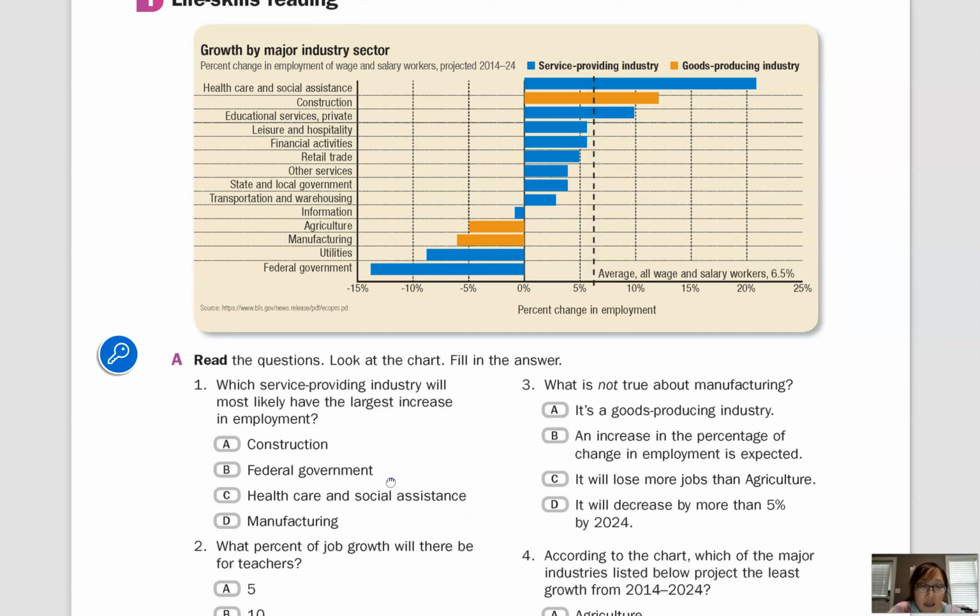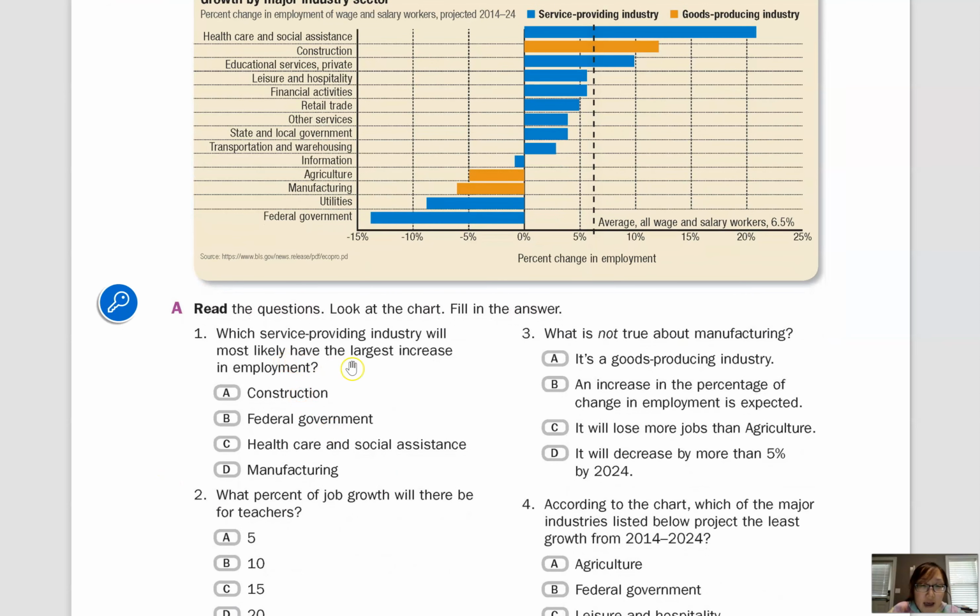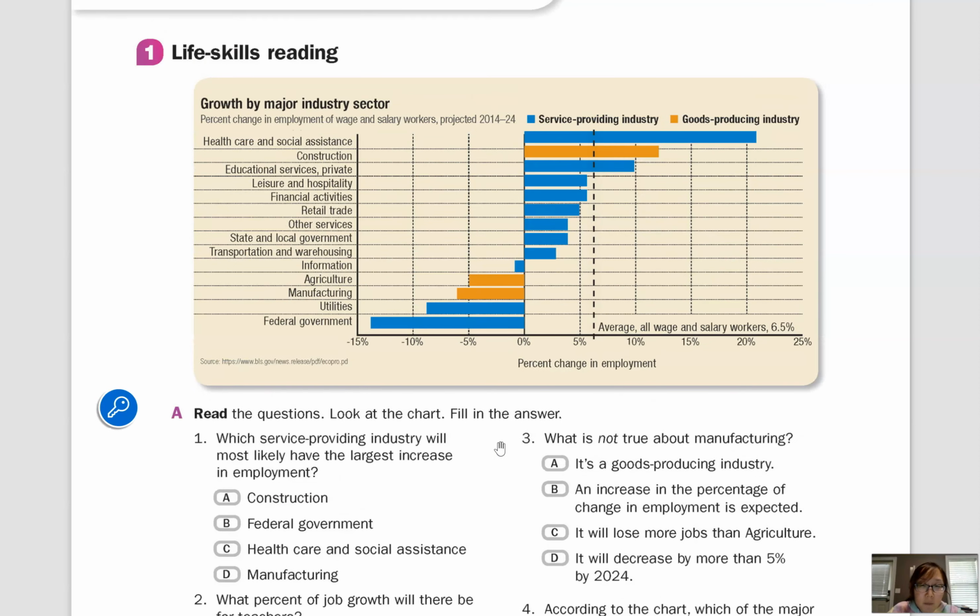Let's take a look at question number 1. Which service providing industry will most likely have the largest increase in employment? Did I say that correctly? Yeah, in employment. This one is pretty easy because you can just go straight to the chart and you can see that obviously the healthcare and social assistance industry will most likely have the largest increase in employment. It looks like a little over 20%.